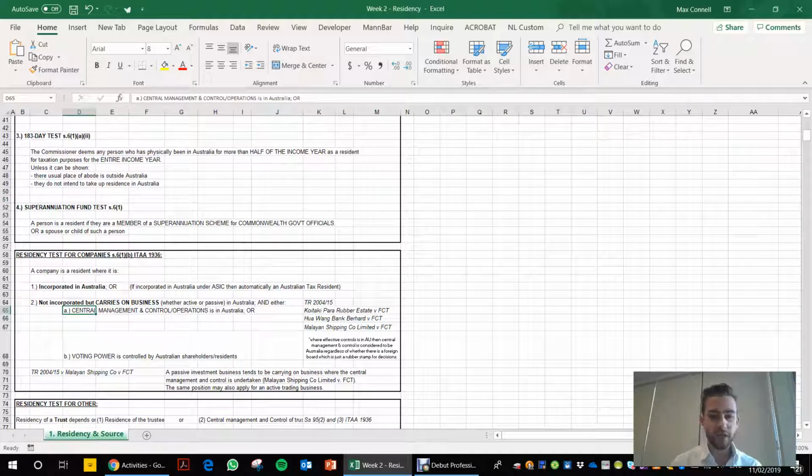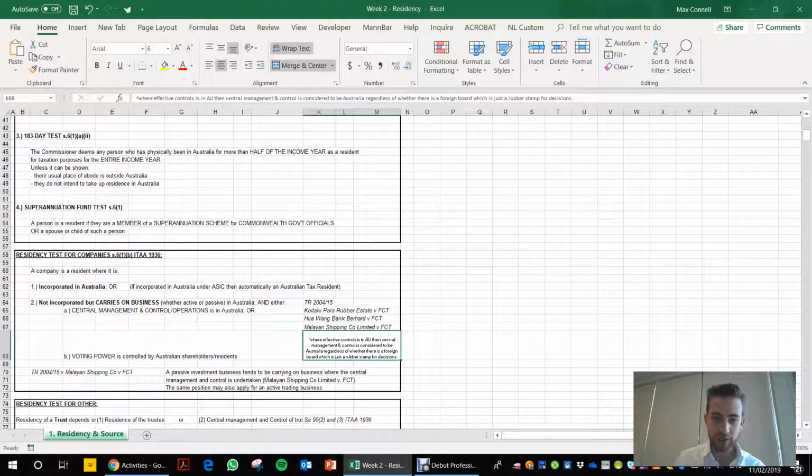Now again, central management and control. Going back to the Apple example, their management might be in the US. However, if you look at the case of Malayan Shipping Co. versus FCT, a passive investment business tends to be carrying on business where the central management and control is undertaken. So the same position may also apply for an active trading business. So the key words here are the management. So if you look up here and you say where effective controls is in AU, then central management and control is considered to be in Australia, regardless of whether there is a foreign board, which is just a rubber stamp for decisions. Again, that's also Malayan Shipping Co.